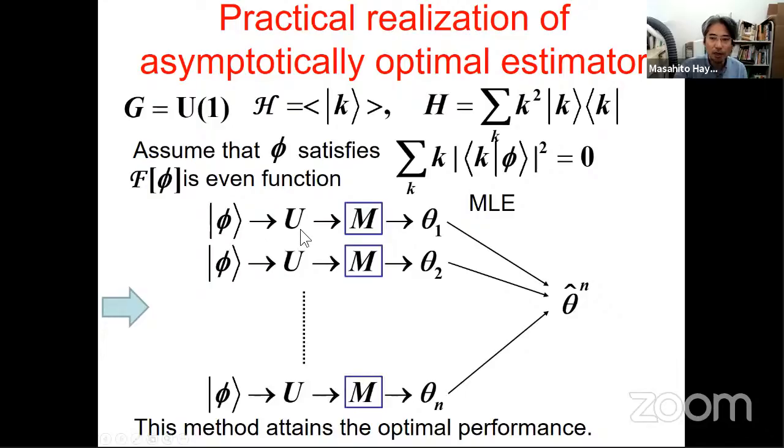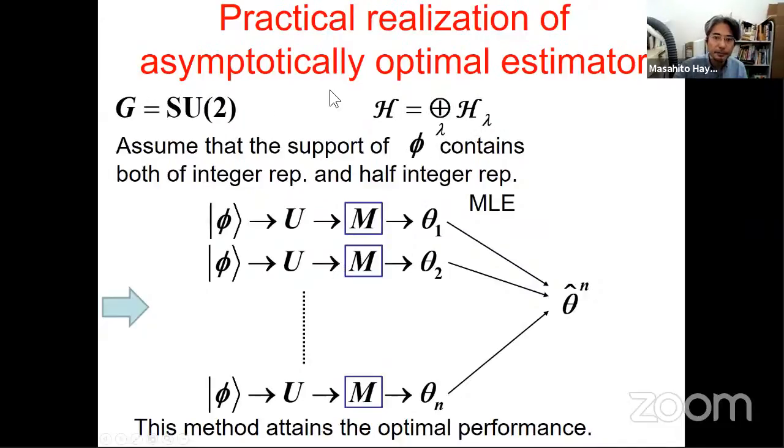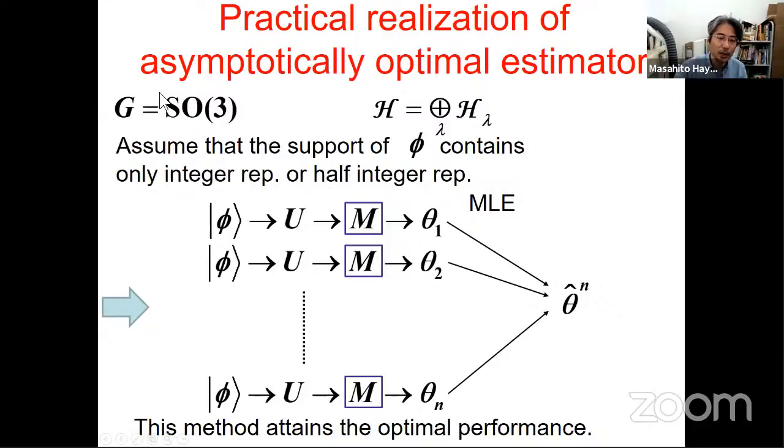So this means that asymptotically, we can achieve this one. So in this sense, we don't need to consider entangled input. This is slightly surprising. So then we don't need such a complicated system. It is enough to repeat this system. This case is very easily implemented. And also we have a similar one in the case of SO2 and SO3.